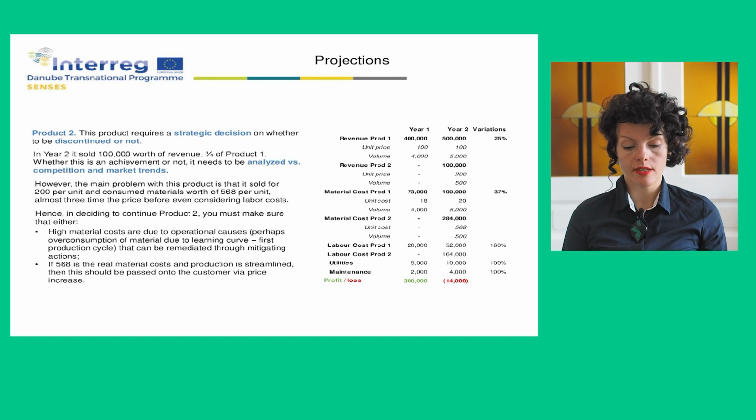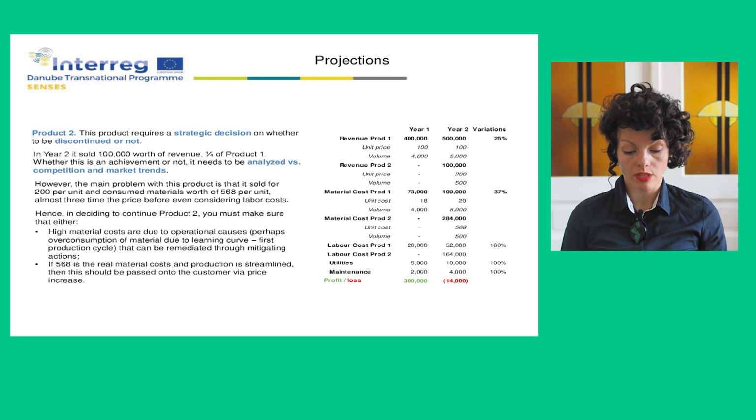This product requires a strategic decision on whether to be discontinued or not. In year 2, it sold 100,000 worth of revenue, 1/4 of product 1. Whether this is an achievement or not, it needs to be analyzed versus competition and market trends. However, the main problem with this product is that it's sold for 200 per unit and consumed materials are worth 568 per unit, almost 3 times the price before even considering labor costs.